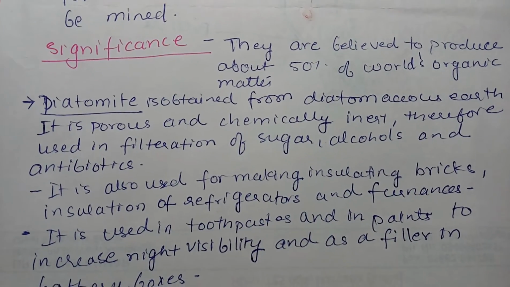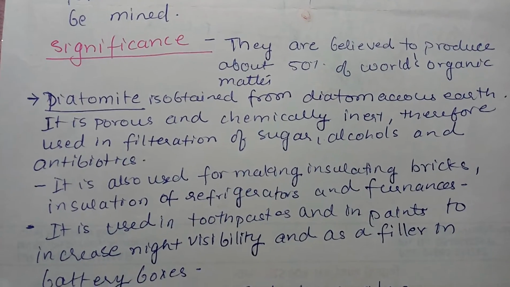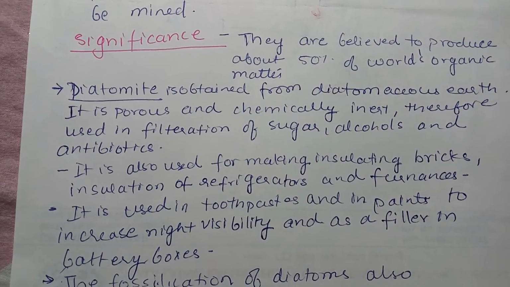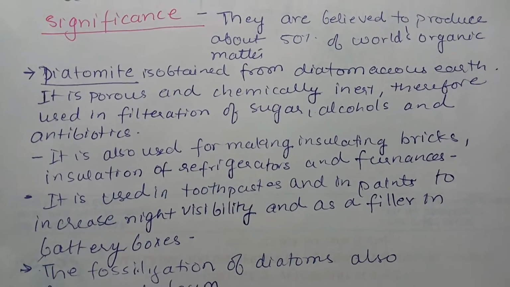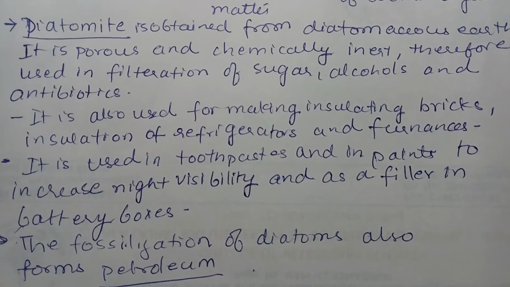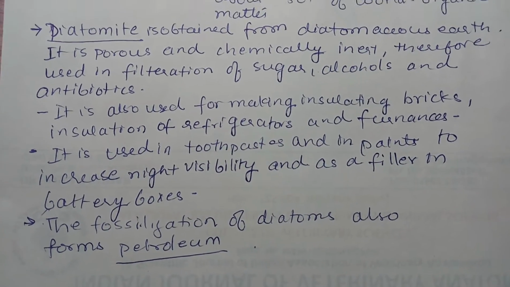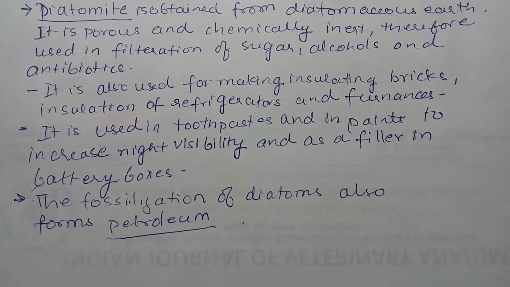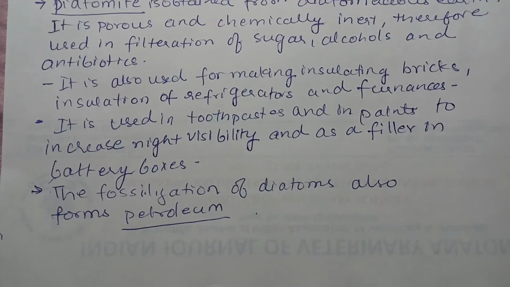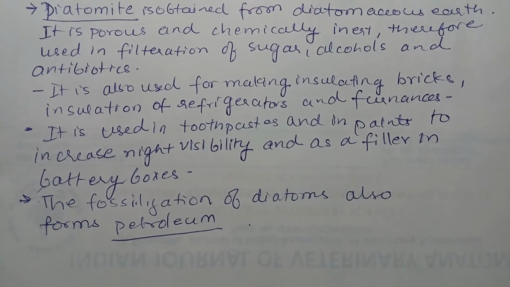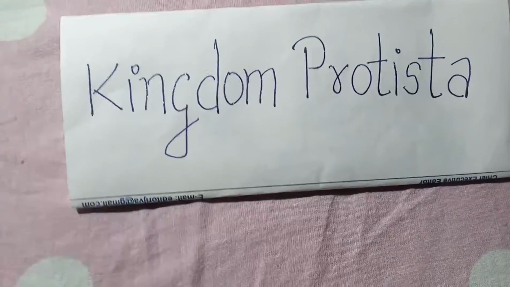Diatomite, which is obtained from diatomaceous earth, is porous and chemically inert, therefore used in the filtration of sugar, alcohol and antibiotics. It is also used for making insulating bricks, and insulation of refrigerators and furnaces. It is used in toothpaste and paint to increase night visibility and as a filler in battery boxes. The fossilization of diatoms also forms petroleum.